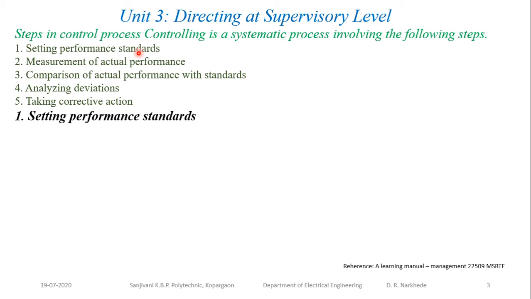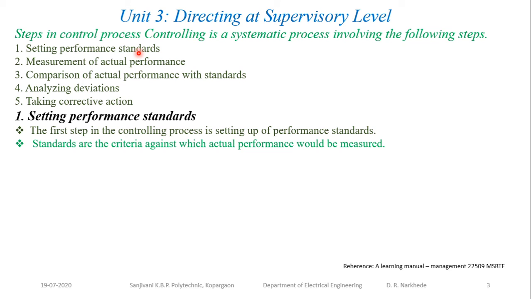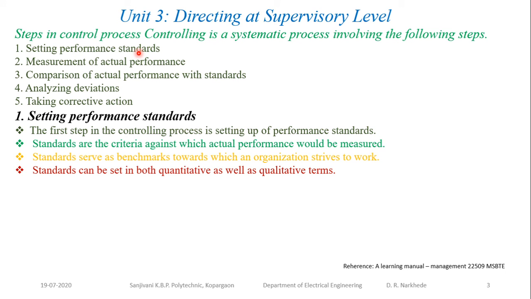Setting the performance standard. Now in setting the first performance standard, my first step is what? The first step in controlling process is setting the performance standard. Standards are the criteria against which the actual performance would be measured. Standards are the benchmark towards which the organization strives to work, and standards can be set in both quantitative as well as qualitative terms. Okay, quantitative standards are set in terms of cost to be incurred.